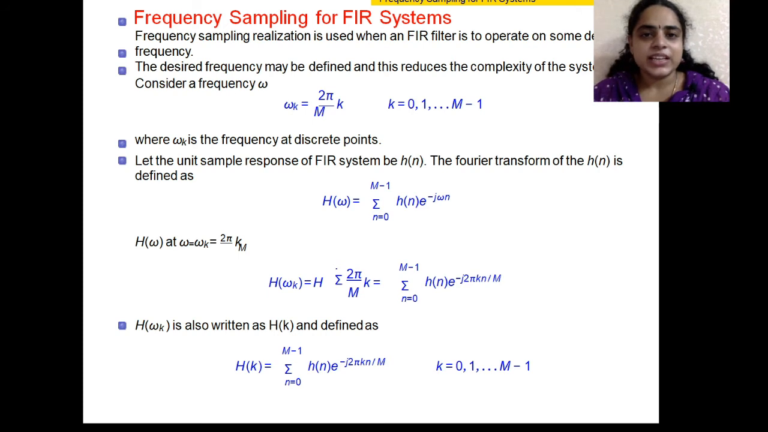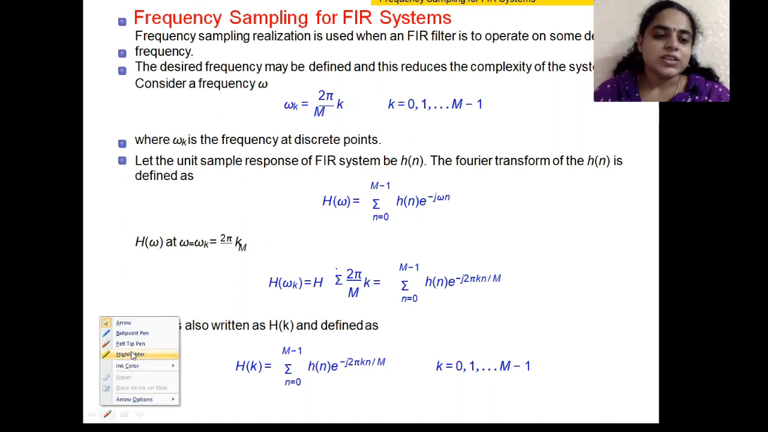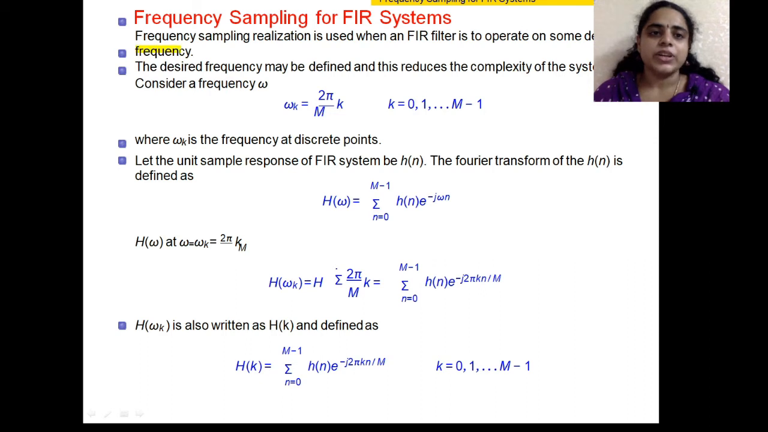Frequency sampling realization is used when a FIR filter is to operate on some desired or particular frequencies. So this structure is applicable only for desired frequency ranges. The desired frequencies may be defined, and this reduces the complexity of the systems. So the desired frequency is omega equal to omega k equal to 2 pi k by M. This is the desired frequency, and omega k is the frequency at discrete points.